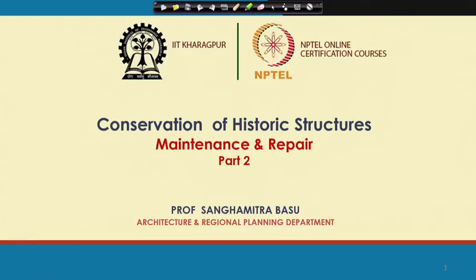Let us continue with the maintenance and repair. We have been talking about the substructure, superstructure and foundation, and strengthening of foundation. Then we have also been talking about the different types of material or masonry. We have talked about the stone, and we will continue with that. First we will talk about some examples of the maintenance, repair and conservation of stone structures in India.